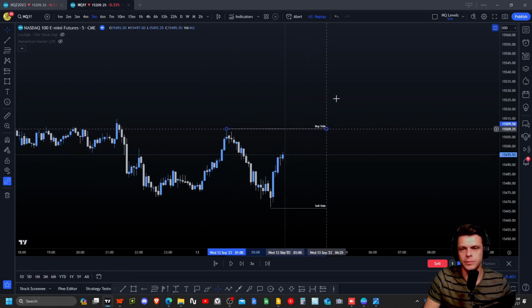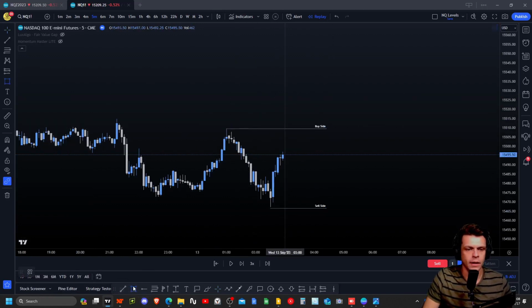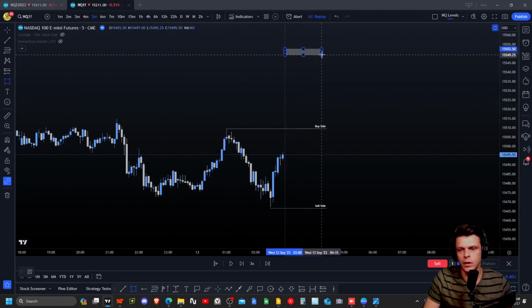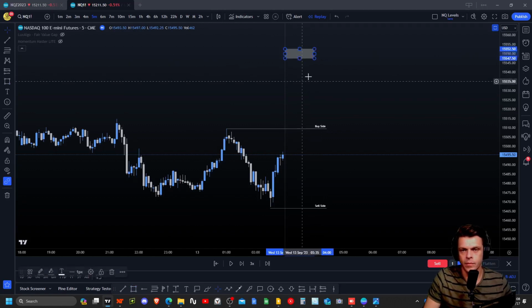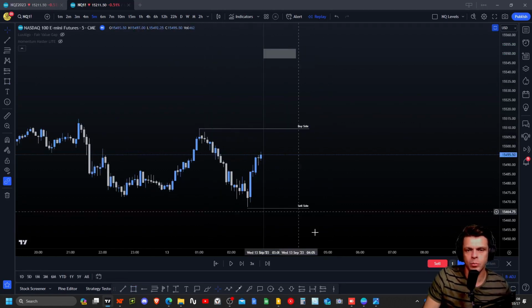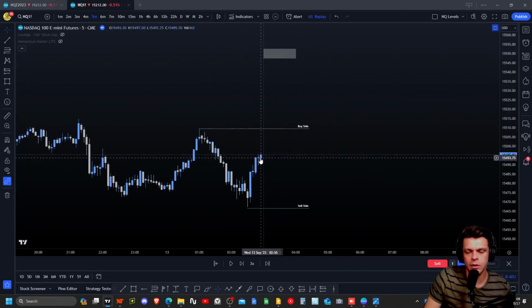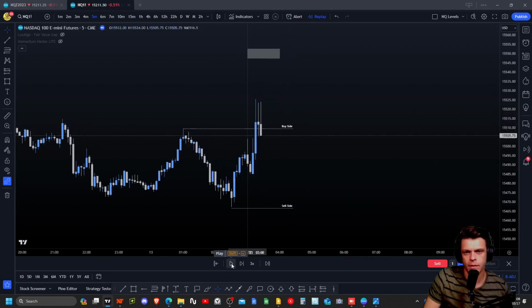Extend this a little bit. And then get our box to mark off the 3 to 4 a.m. time window. Okay, so we have the liquidity pools. We have our time window. So let's see if price action trades into the buy side or the sell side first. Okay, so it went into the buy side.